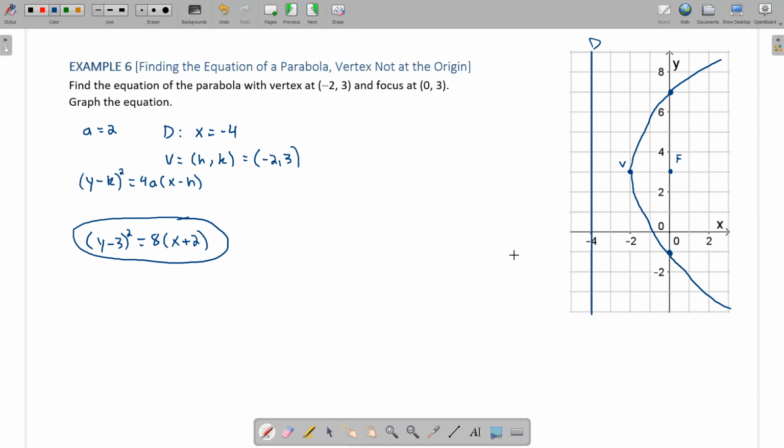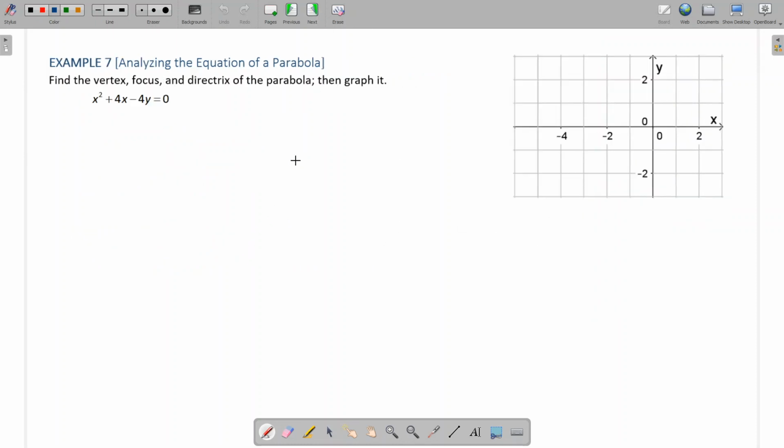And that gives us our graph. Okay, next example says find the vertex, focus, and directrix for this parabola. And I know you're saying, well, man, that does not look like a parabola at all. Currently, it does not. Our goal is going to be to put this in the form of (x minus h) squared equals 4a times (y minus k).